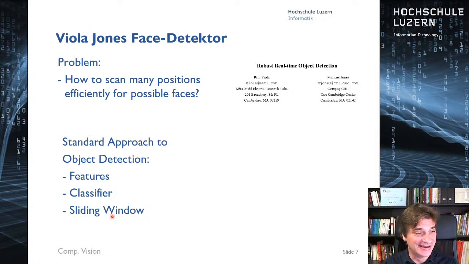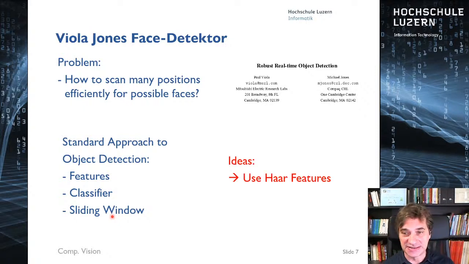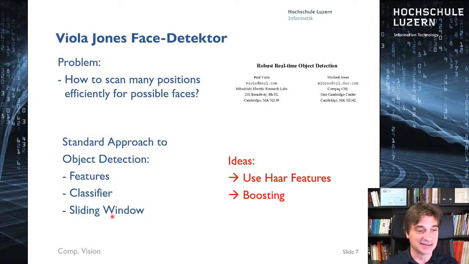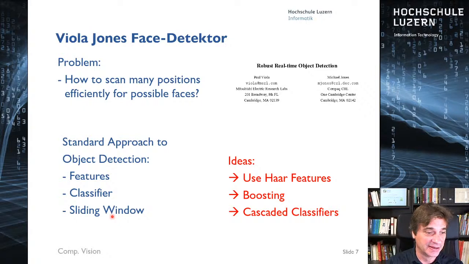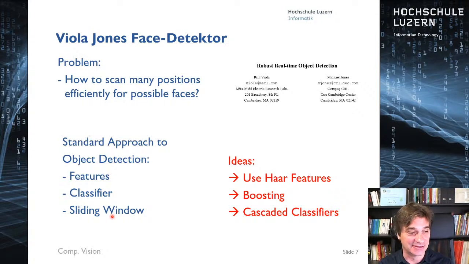So how does this face detector deal with these challenges, and how does it apply this standard approach to object detection here? For features, it uses a specific set of features called Haar features, which are very efficient to calculate. As a classifier, it uses boosting, which is not used that much otherwise in machine learning, but which is quite popular in image processing and computer vision tasks. So we will look at how this supervised learning classifier works. And in order to make the sliding window approach more efficient, they use something called cascaded classifiers. So they will still use a sliding window approach, but try to minimize the processing time that they have in each window.